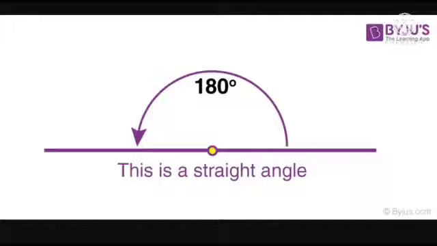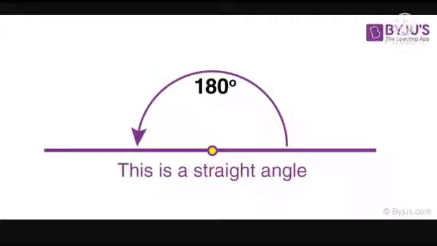The last type of angle that we are going to study is the straight angle. In the given figure, two line segments joined at a point in a straight line create an angle of 180 degrees. Always remember, this angle of 180 degrees is called a straight angle.